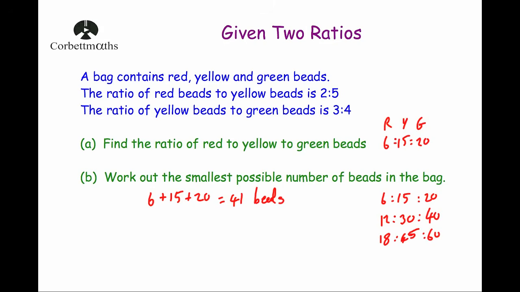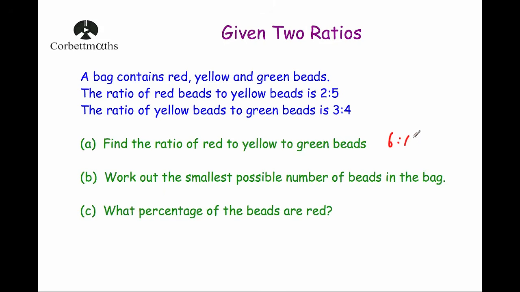Okay, part C. So we had 6, 15, 20 for the red, yellow and green. And it says what percentage of the beads are red. So first of all, let's focus on what fraction of the beads are red. There were 41 and 6 of them were red. Okay, so that means 6/41 of the bag are red.